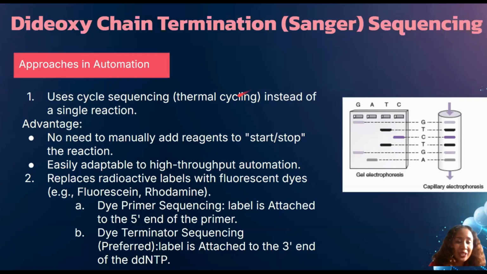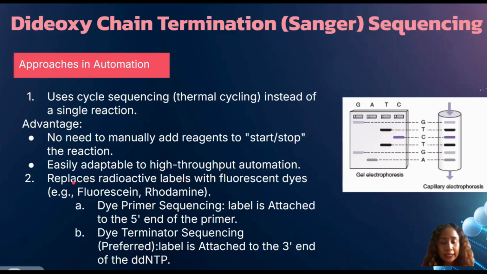So what else? Let's head on to approaches in automation. Current methods now use cycle sequencing or thermal cycling instead of a single reaction. This is the same principle as our thermocycler or our PCR machine. The advantage is there's no need to manually add our reagent to start or stop the reaction, and it's easily adaptable to high throughput automation. This is the advantage of Sanger sequencing compared to chemical sequencing.